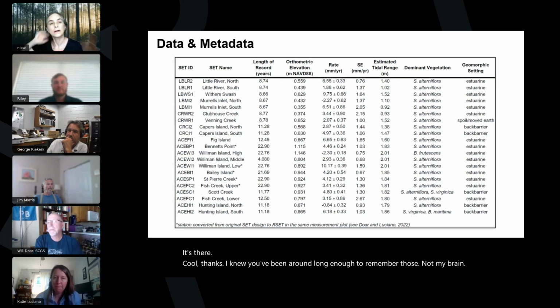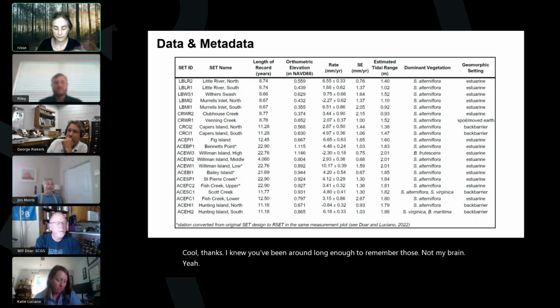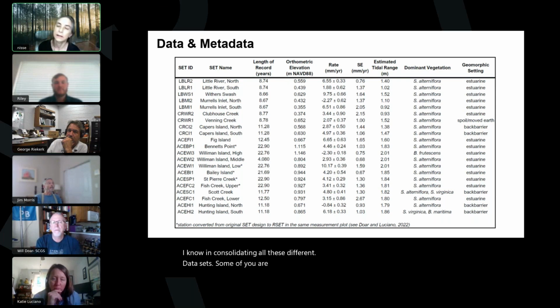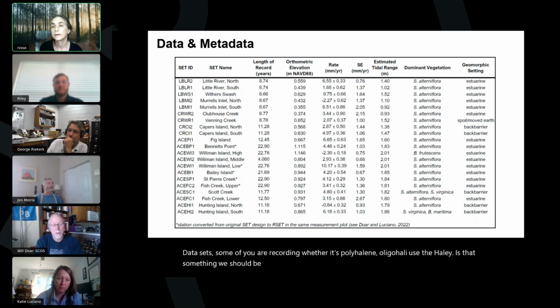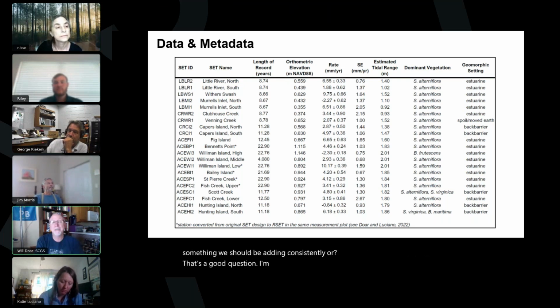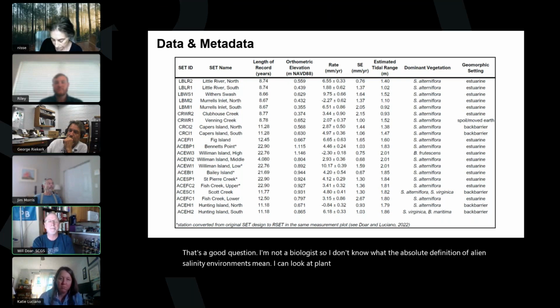Will, I know in consolidating all these different data sets, some of you are recording whether it's polyhaline, oligohaline, mesohaline. Is that something we should be adding consistently? That's a good question. I'm not a biologist, so I don't know what the absolute definition of haline and the salinity environments mean. I can look at plant species, but plant species are kind of an average of the salinities there. I don't know if that would be the same thing.